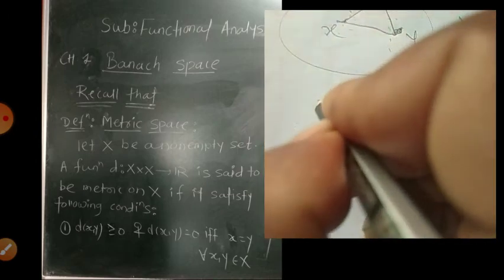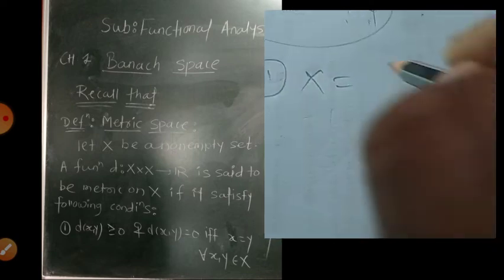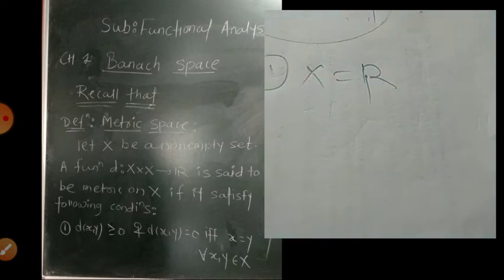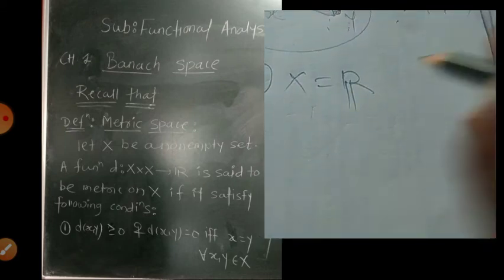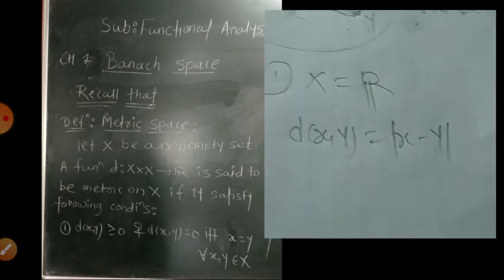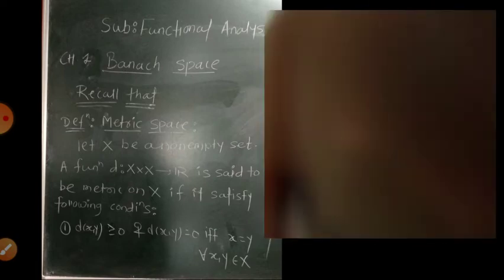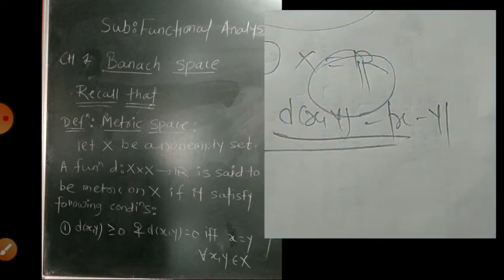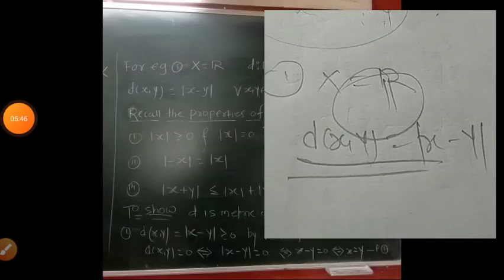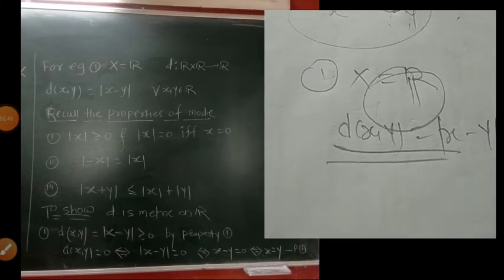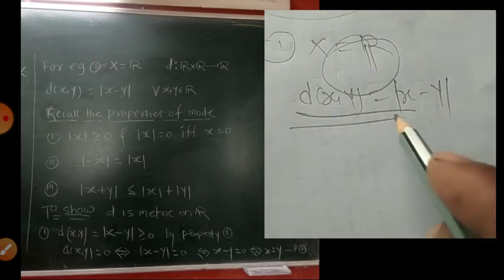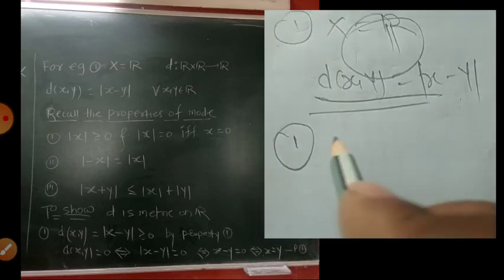The first example: take X equal to R, the set of real numbers, and choose the metric d(x,y) equal to mod of x minus y. We have to show this d is a metric on R. How to show it? For this we first recall the properties of mod, since the function is defined by mod.